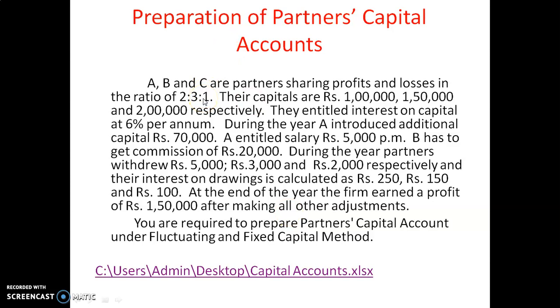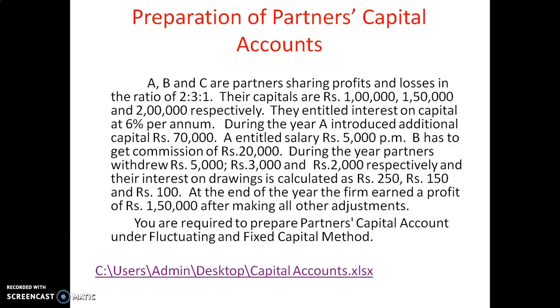A, B and C are partners sharing profits and losses in the ratio of 2:3:1. Their capitals are rupees 1 lakh, rupees 1,50,000 and rupees 2 lakh respectively. They are entitled to interest on capital at 6% per annum. This per annum in short form we will write as PA. In coming questions we will write PA to denote per annum.